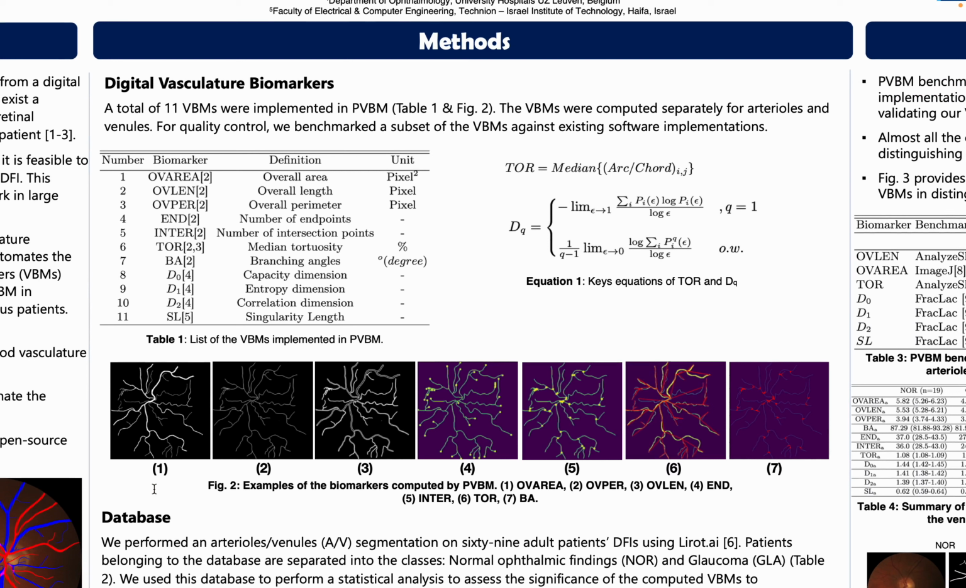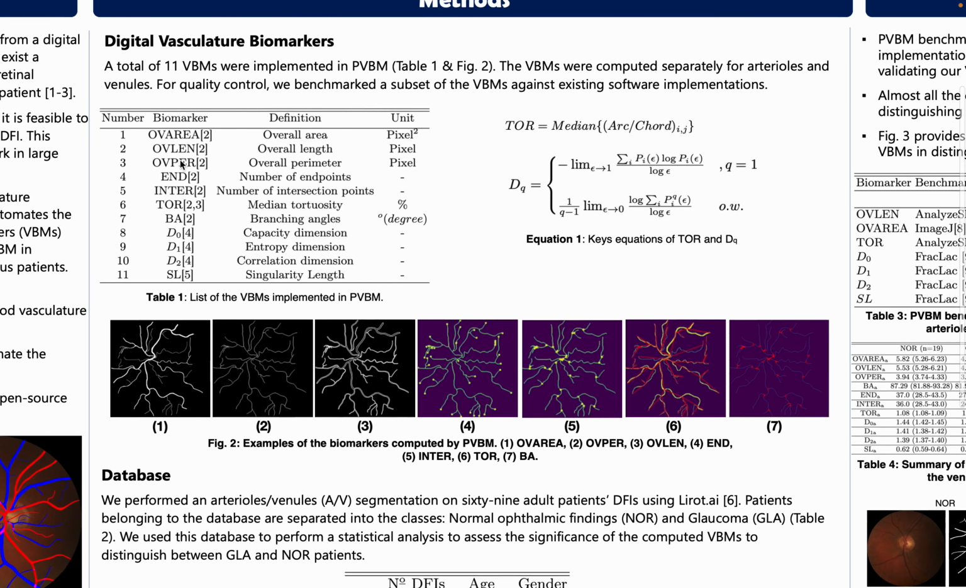Let's go into the method. A total of 11 vasculature biomarkers were implemented in PVBM, and we compute them separately for the arterial and the venous networks. We benchmark them against existing implementations when we can find them for some of the biomarkers, of course.